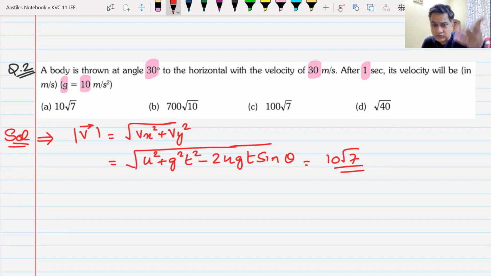Vx is Ux, U cos theta. Vy is U sine theta minus Gt. So you can find Ux, find Uy, square them, add them, and find the root, or straight away put it in this formula. Whatever way you do it, you will land up with 10 root 7. Everyone got this?